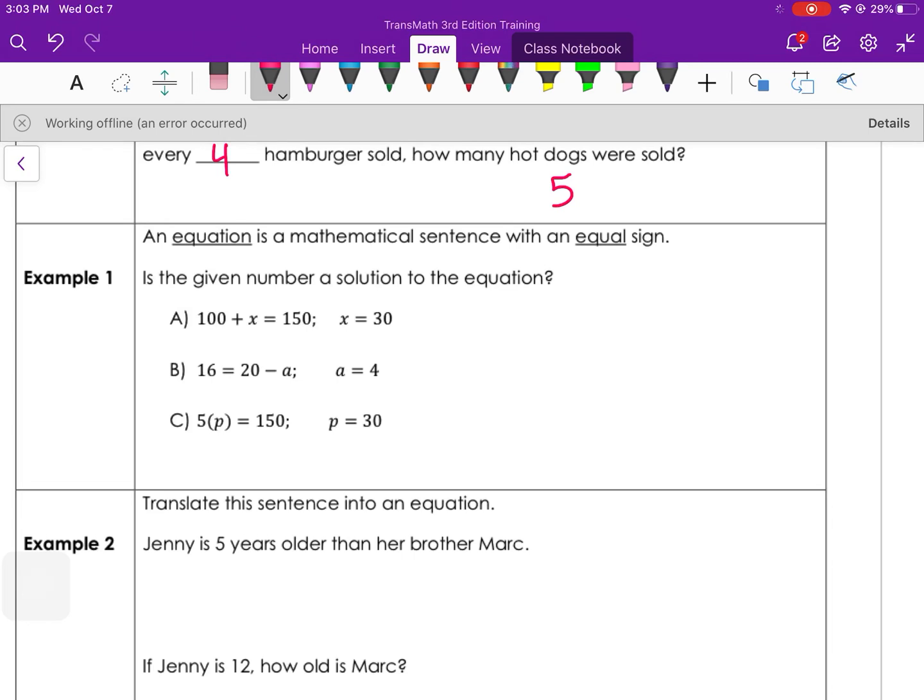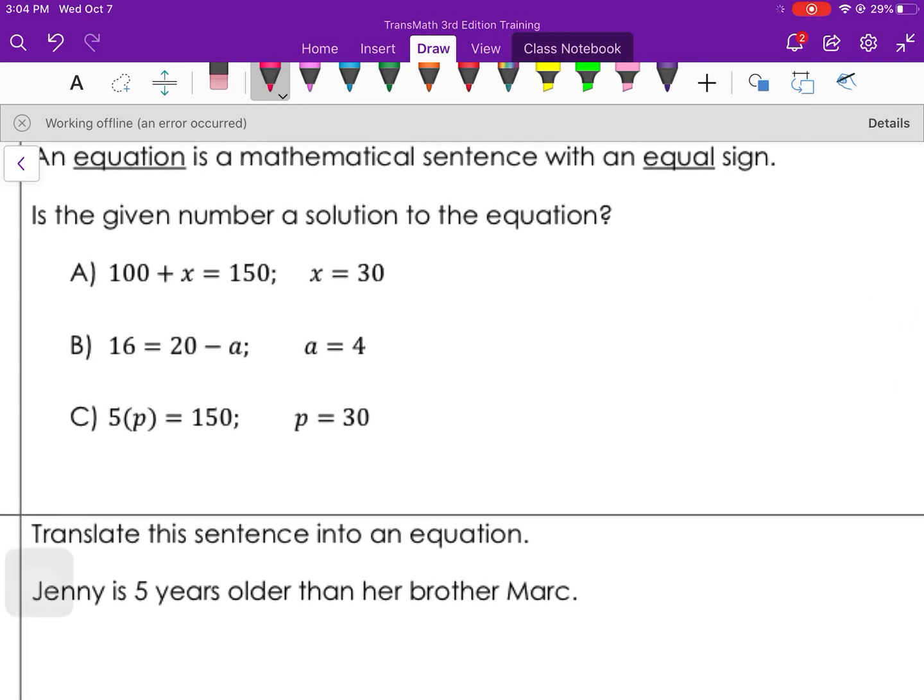Remember that an equation is a mathematical sentence with an equal sign. And the solution to an equation was the value that makes the equation true. So let's see if these are a solution to the equation. If our first equation here is x plus 100 equals 150, is x equals 30 a solution? So does 100 plus 30 equal 150? 100 plus 30 is 130, so those are not equal. So this is not a solution.